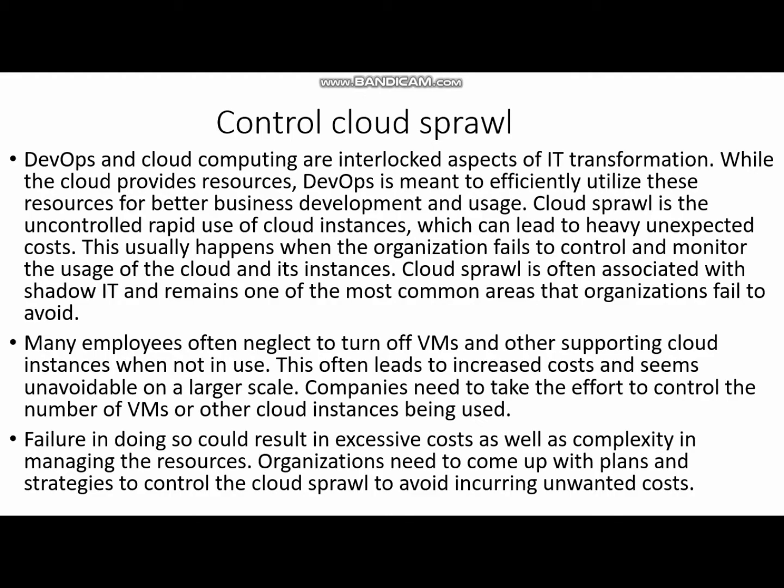DevOps and cloud are interlocked. Cloud provides resources, and DevOps is meant to utilize these resources effectively for better development and usage. Cloud sprawl is the uncontrolled, rapid use of cloud instances, which can lead to heavy unexpected costs. This usually happens when the organization fails to control and monitor the usage of the cloud and its instances.